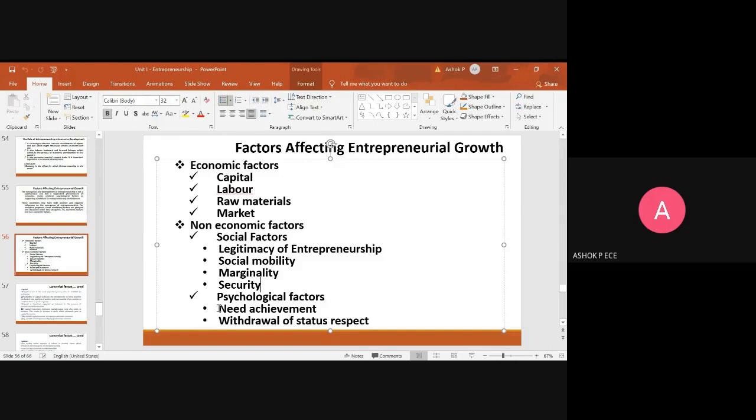Psychological factors, achievement. You have to have a high motivational skill to achieve something which nobody has achieved so far. The achievement has to be there.